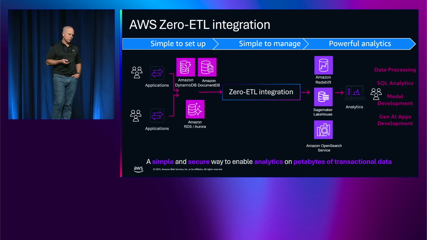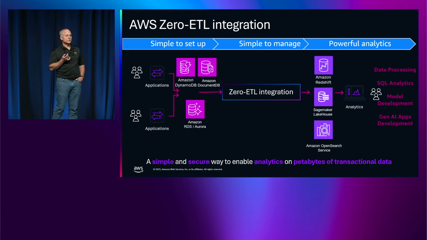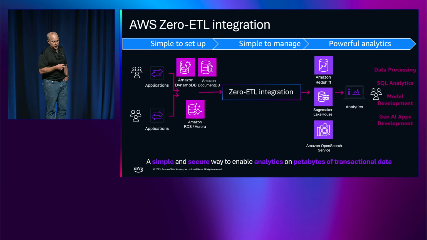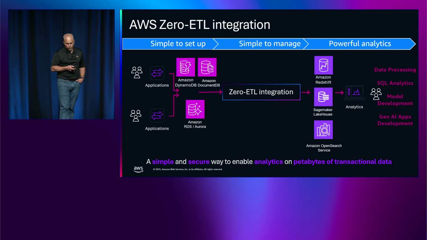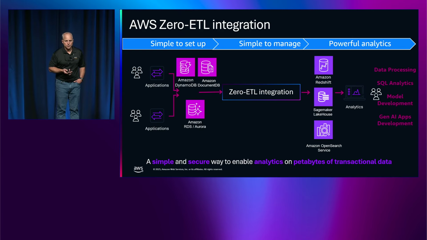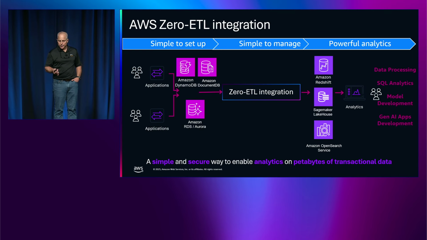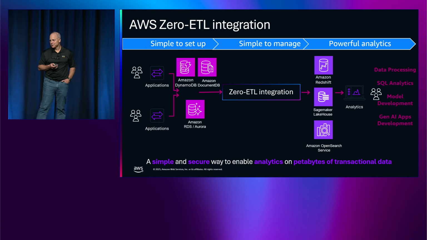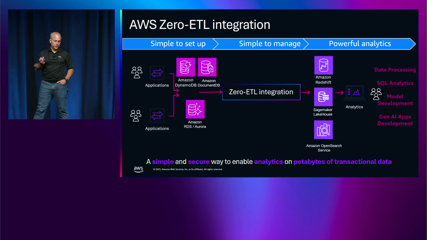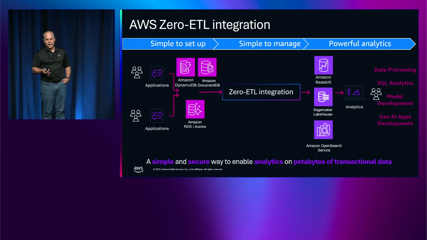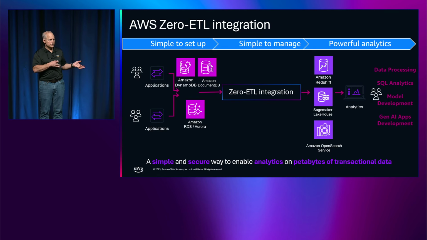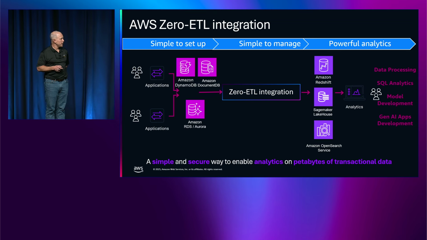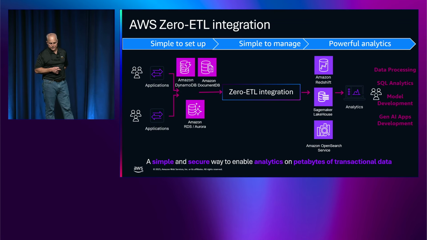So with AWS zero-ETL integrations, we want to make it simple to set up those data pipelines for you. We also want to make it simple to manage them. Enable those powerful analytics that we talked about, like sentiment analysis and every other cool thing that you want to do with Kiro and your agentic AI agents out there, right? The zero-ETL integrations are going to make it easier so you can go focus on those other value-added processes. So again, a simple, secure, easy way to enable analytics on your petabytes of transactional data.